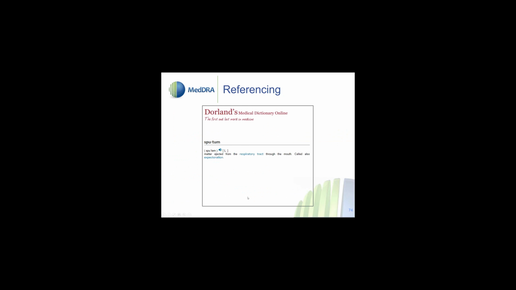So when you look into Dorland's and look for sputum, you see: matter ejected from the respiratory tract through the mouth, called also expectoration. Non-native speakers like myself sometimes relate sputum to spitting up, to vomiting, and get confused because they are not sure whether sputum could also refer to the GI tract. So this is now clarified. Sputum relates to the respiratory tract.